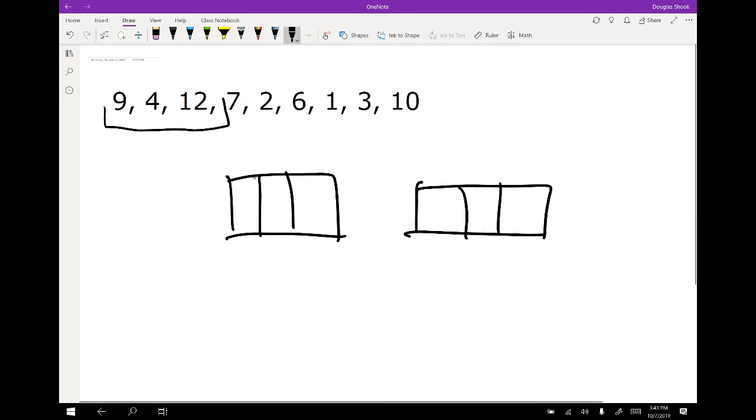What's going to go in this node on the left? 4 and 7. And then what goes in this node on the right? 9 and 12. Okay? What happens now? I need a search key.